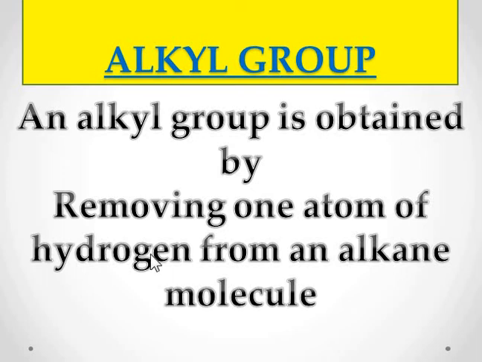So in this video I'm going to explain alkyl group, formation of methyl group, ethyl group, functional group, and the IUPAC names. So what is the meaning of alkyl group? An alkyl group is obtained by removing one atom of hydrogen from an alkane molecule. An alkane molecule is actually a parent hydrocarbon. I'm going to show you how alkyl groups are formed.